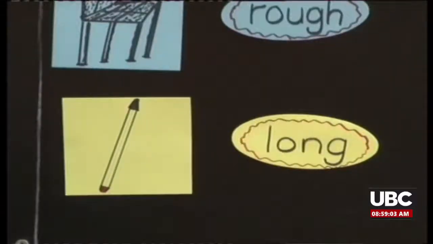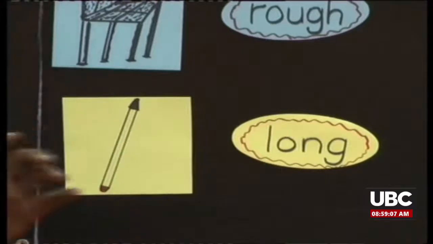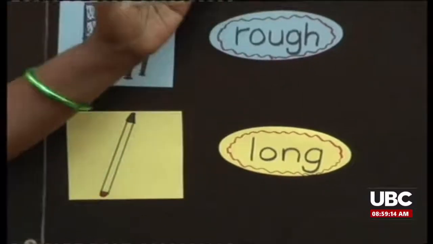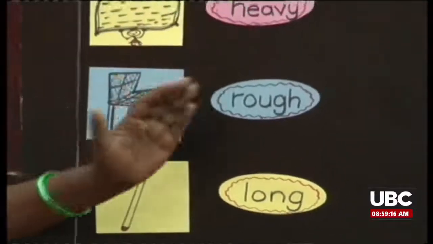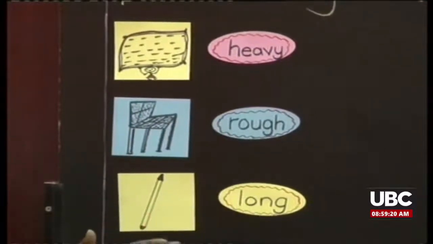Remember, children, we are looking at the adjective words which we use to describe objects. So what we have here, these are the simple objects which we are trying to describe using our adjective words, like heavy, rough, and long.